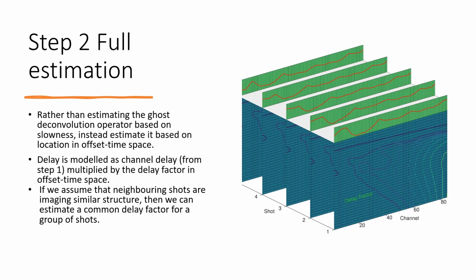So if we assume that there's a similar structure, we're imaging something similar between all these shots, then we can just reuse this delay factor for each one, but the variations will be common to these shots, and that reduces the number of parameters that we have to estimate. And of course, using multiple shots in the estimation means we have much more redundancy in the calculations.